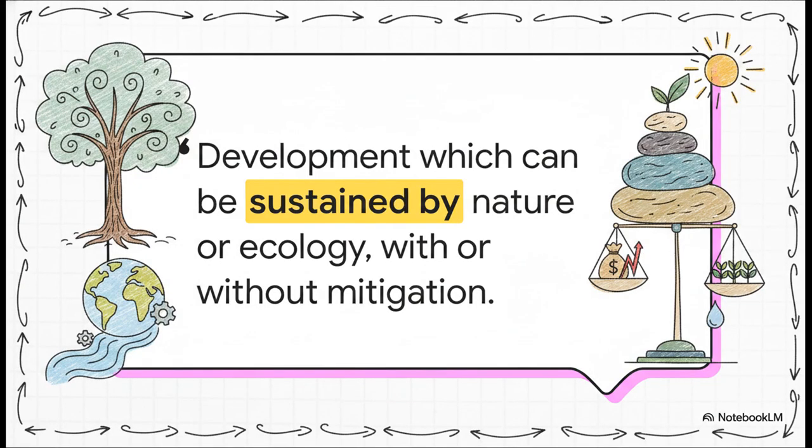Now, when you're discussing sustainable development, I really want you to memorize this exact phrasing from the Supreme Court in the Narmada Bachao Andolan case. Sustainable development means what type or extent of development can take place which can be sustained by nature or ecology with or without mitigation. Writing this exact quote down perfectly bridges the gap in your exam essay between necessary economic progress and the absolutely vital need for intergenerational equity.